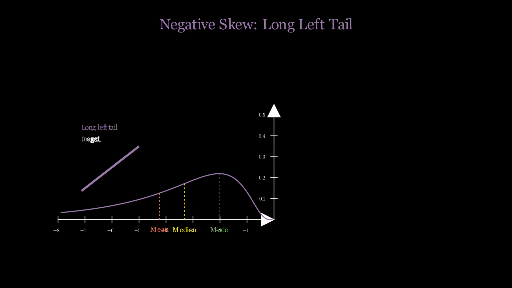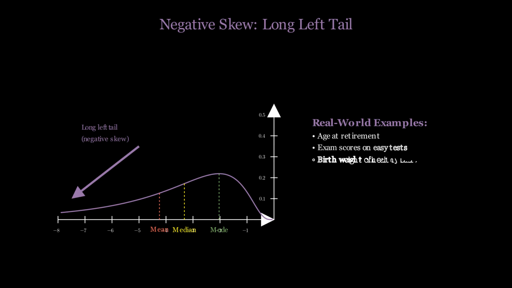Bear market returns are left skewed. Small daily gains are common, but catastrophic losses can be extreme, creating dangerous left tails that financial models must account for.